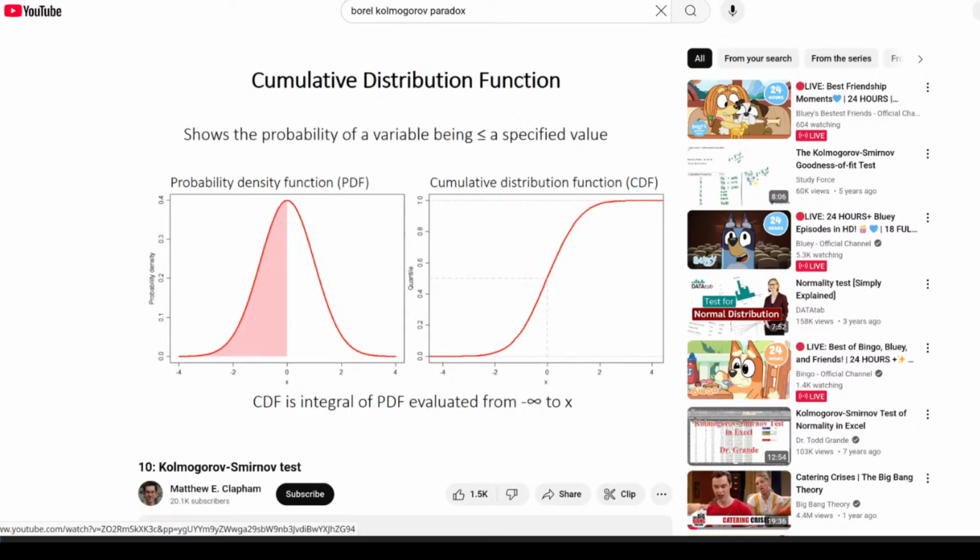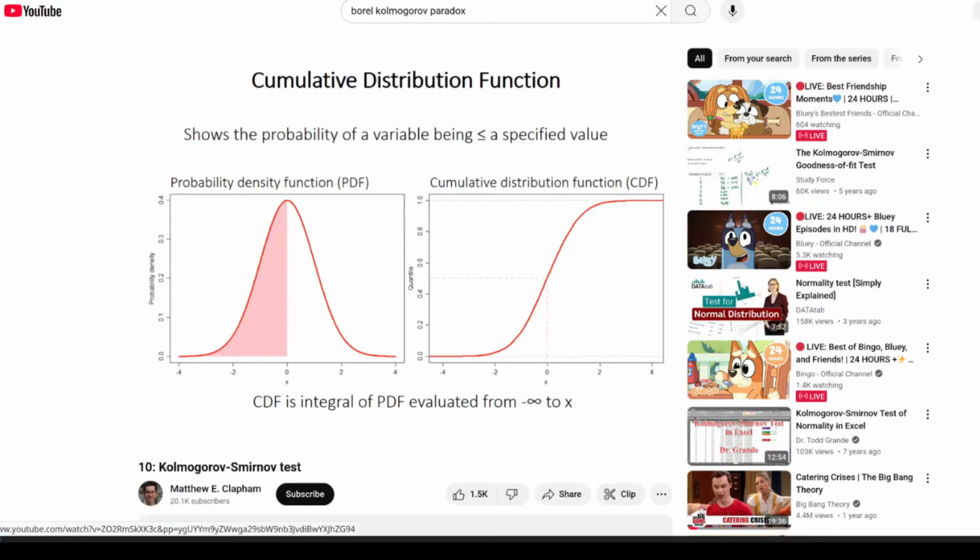Before discussing the KS test, we need to cover something called a cumulative distribution function, or a CDF. Basically, a CDF, shown on the right here, indicates the probability of a variable being less than or equal to a specified value. In the CDF shown on the right, the horizontal dashed line indicates a probability of 50%, or 0.5. If we read down from where the function meets that line, it shows that 50% of the values in the data set are less than 0.